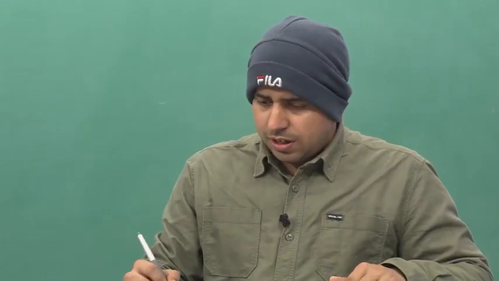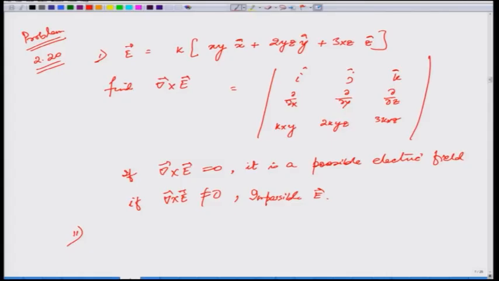The second electric field is given as, let's say, some constant k times y square x cap plus 2xy plus z square y cap plus 2yz z cap. Do the same thing and you will find that here the curl will vanish.